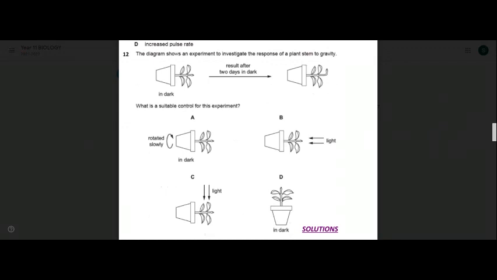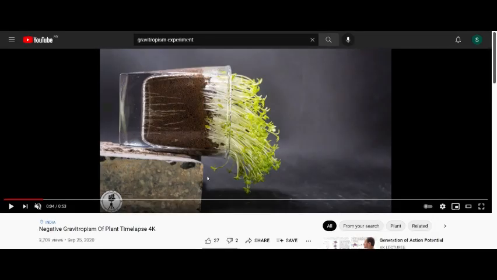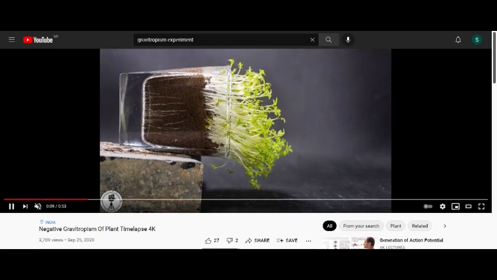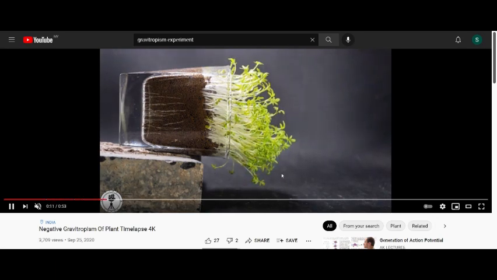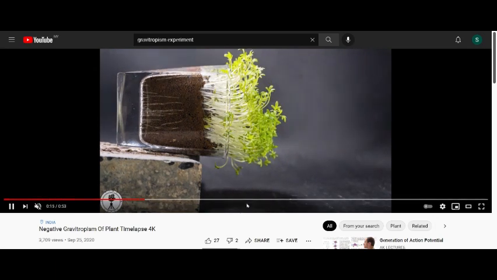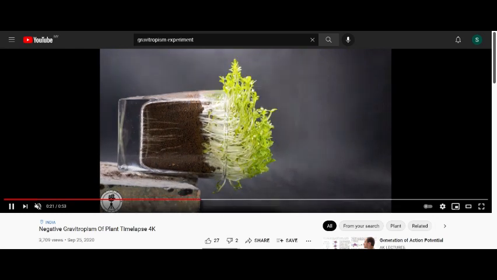Suitable control for this experiment is that this is the time lapse of the geotropism. You see the shoots, they move away from gravity. The gravity is very strong, so it always comes from the earth. The earth pulls the things towards itself, but they want to move away. So it's the bend up, away, exactly in the opposite direction. That one is straight down, the gravity force, and this one is straight up.